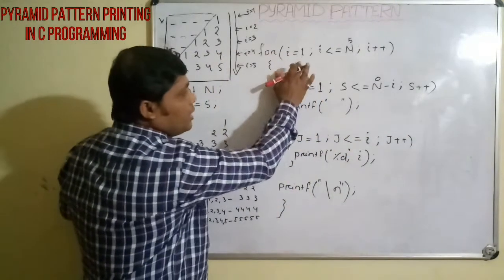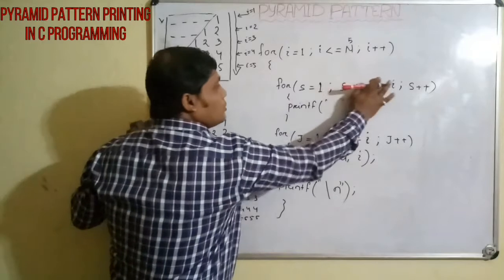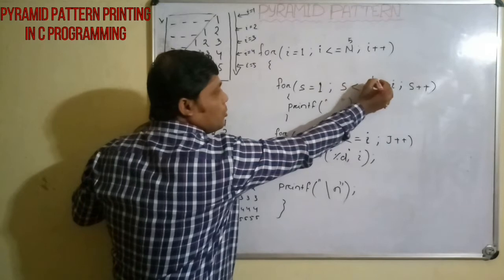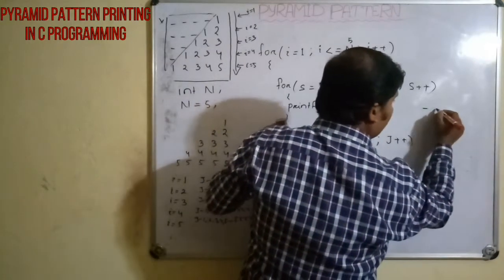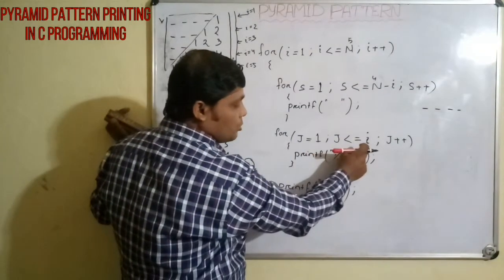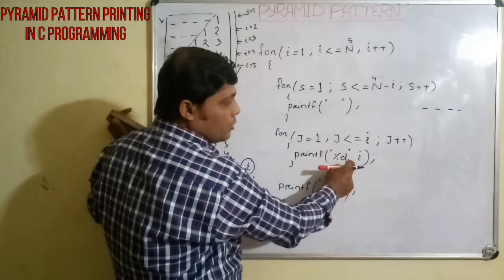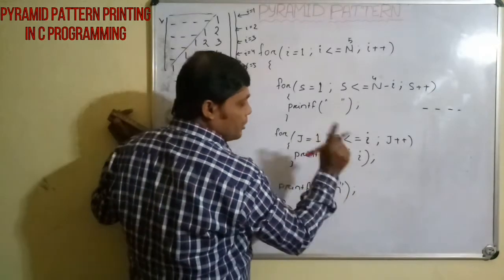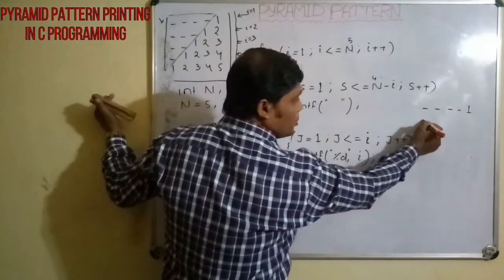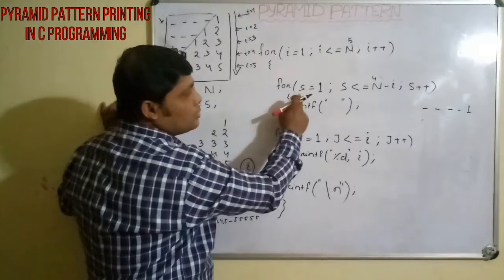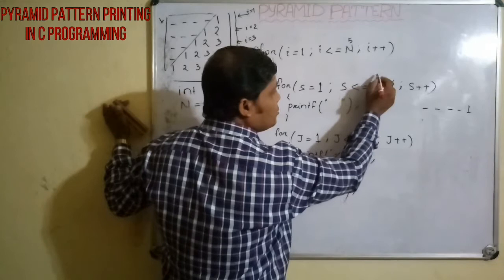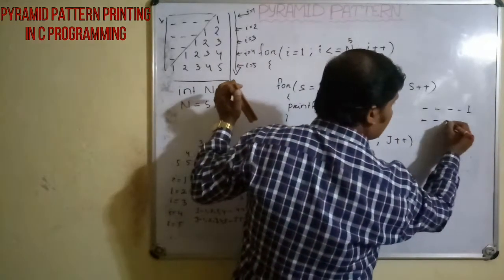You can see when I value is 1, space loop will continue from 1 to n minus i, 5 minus 1, that is 4. 4 times it will continue and it will give 4 spaces. Clear? After this, j will start from 1 and end with 1, and it will print the I value. So it will continue for 1 time and print 1, that is the I value. Next, print a backslash n and it will come to the next line. When I value is 2, spaces will be 1 to n minus i, that is 5 minus 2, this is 3. 3 spaces will be there.